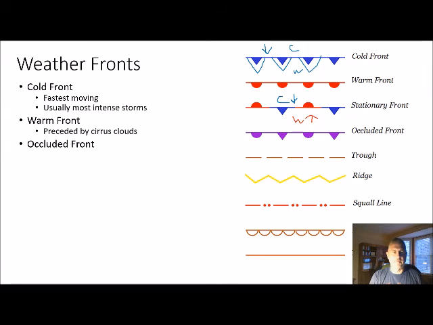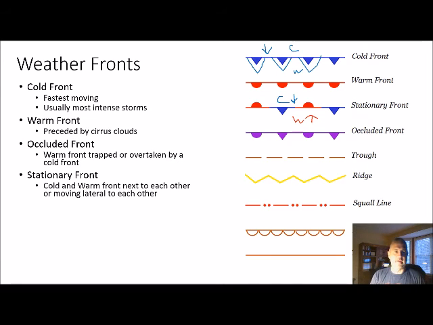An occluded front is when a cold front actually catches up to and begins to overtake a warm front, or a warm front trapped between two cold fronts. The stationary front, again, is basically where they're sitting next to each other, but one's not overtaking the other. And that's usually when you're going to get those really long, slow, drizzly kinds of rains.